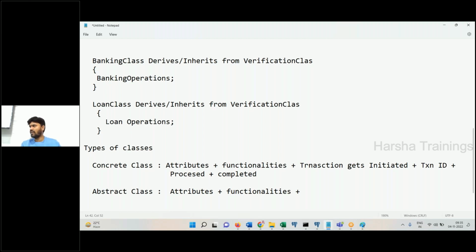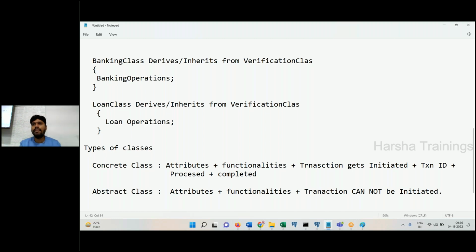See, an abstract class has attributes plus functionalities, okay. But an abstract class is the one where a transaction cannot be initiated. What is the meaning of cannot be initiated? That cannot be a triggering point of your transaction, but it can supply some of the tasks which are needed during the processing of a transaction. I'm talking about the real world. It can supply some of the functional needs that are needed in order to process your transaction.